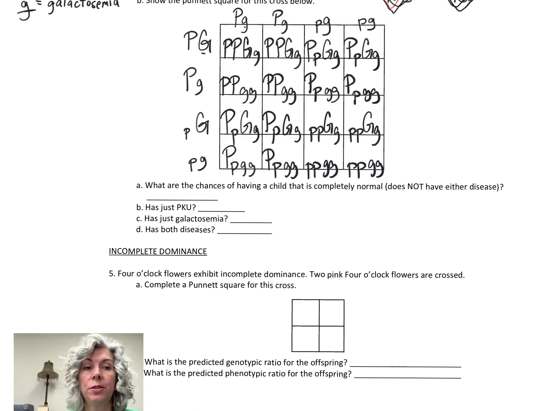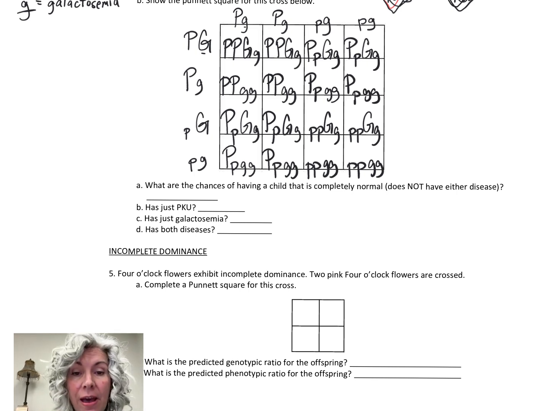Let's look at these questions. What are the chances of having a child that's completely normal, does not have either disease? Now remember, I scrolled up and I'm out of the view of my key over there, but remember, capital P was normal, capital G was normal. So our question says, what are the odds of being completely normal? So we're looking for anything that has a capital P and a capital G.